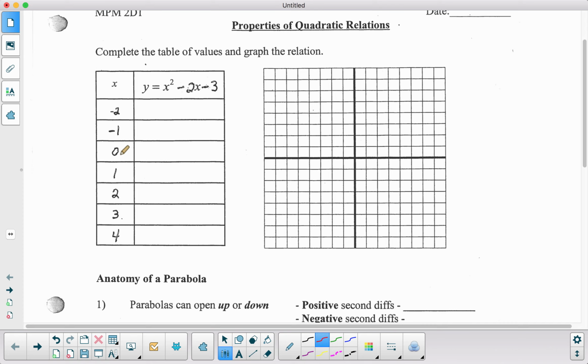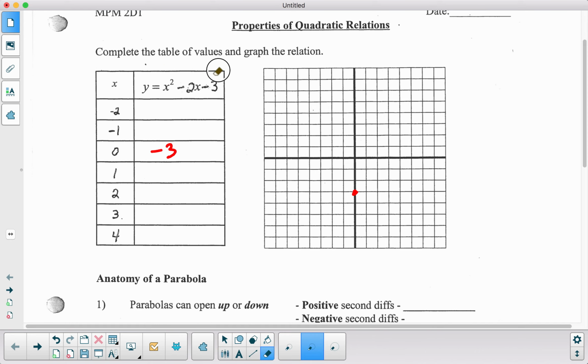Okay, so I'm going to start with x equals 0. If x is 0, then 0 squared is 0, and negative 2 times 0 is 0, minus 3. So when x is 0, y is equal to 0 minus 0 minus 3, which is negative 3. Okay, 0 and negative 3. So that's our point right there.